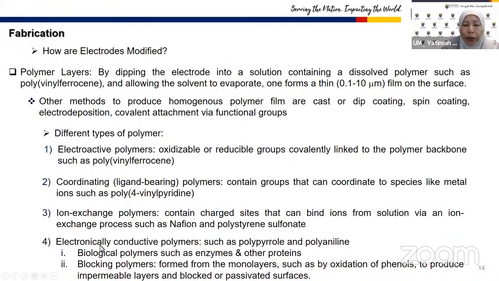Or you can use electronically conductive polymers, such as polypyrrole and polyaniline, or biological polymers, such as enzymes and other proteins, or you can also use blocking polymers. These are all the different types of polymers coated on top of the substrate, because we know that a polymer can form layer by layer and can also be interconnected between layers with good functionalization of the polymer. So this is how you commonly build up polymer on top of the substrate. You can do ion exchange, coordinate with other groups, look into more conducting or other functionalizations, and covalent bonds to the polymer backbone. These are the stacks of polymer layers that you can form using the modified electrode.